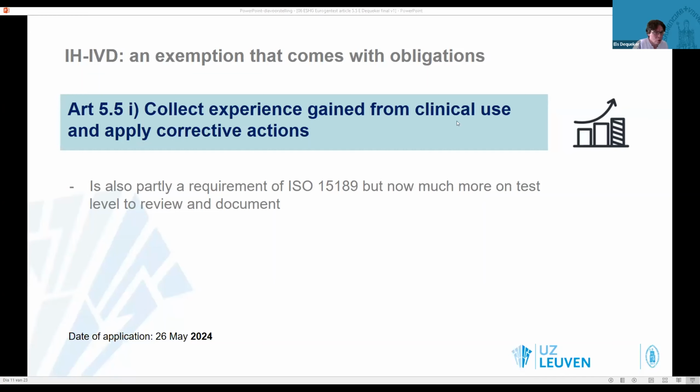Also for the clinical use, perhaps we need to have more contact than we have now in our institute with the clinicians who ask for the test. We need to illustrate that we have really received feedback from them, that we see that our test is okay or not okay. This is what is called in the IVD regulation post-market surveillance.